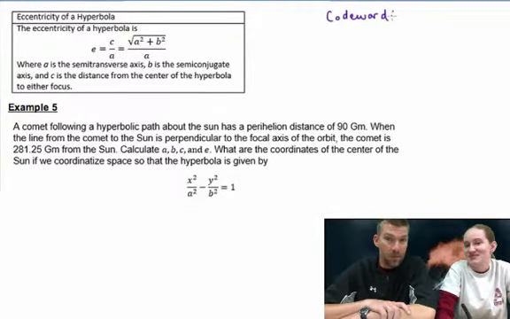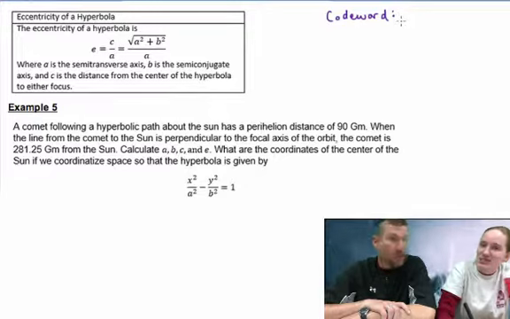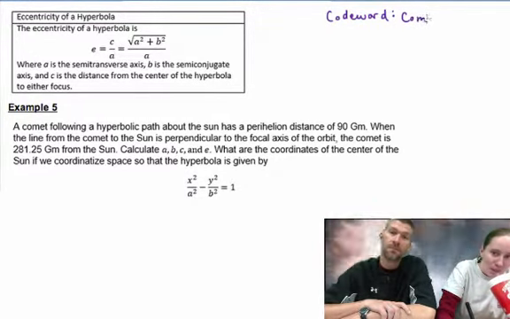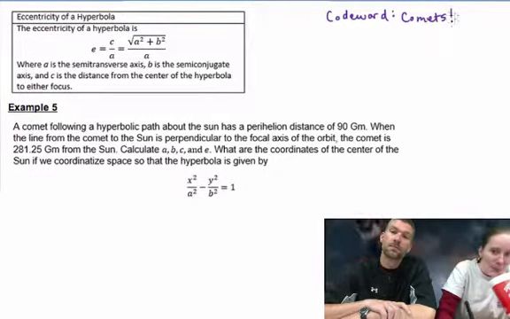What do you got? What do you got in mind there? Comets. Yeah. All right.